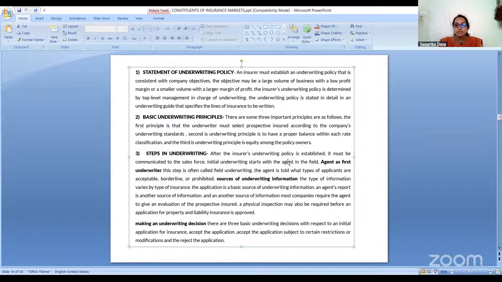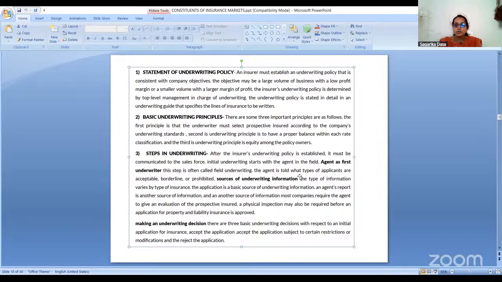Initially, underwriting starts with the agent in the field. Underwriting starts with the agent, whom we usually call the life insurance agent, right? So agents will start the underwriting stage. The agent is the first underwriter. In the process of underwriting, the agent acts as the first underwriter. In this step, it is often called field underwriting because he is working in the field. He will go to the insurance policy holders, to the public, to sell the life insurance policy. Hence, he will be called the first underwriter, and also a field underwriter.